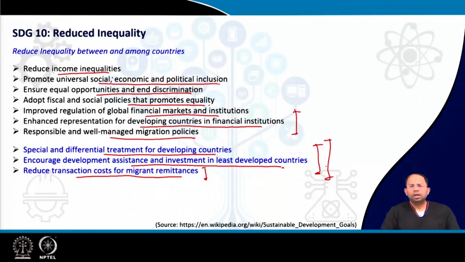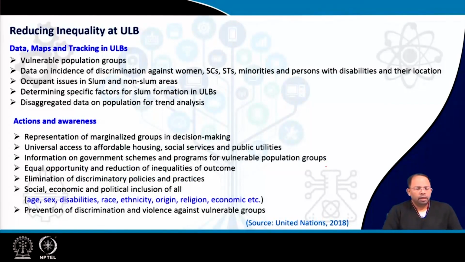Now we have to bring them to the level of ULBs, and there we can specifically focus on vulnerable population groups. We can generate data maps and track these particular groups in urban areas. We can collect data on incidents of discrimination against women, SC/STs, minorities, and persons with disabilities, and we can also map their locations to take specific measures to reduce this kind of discrimination.